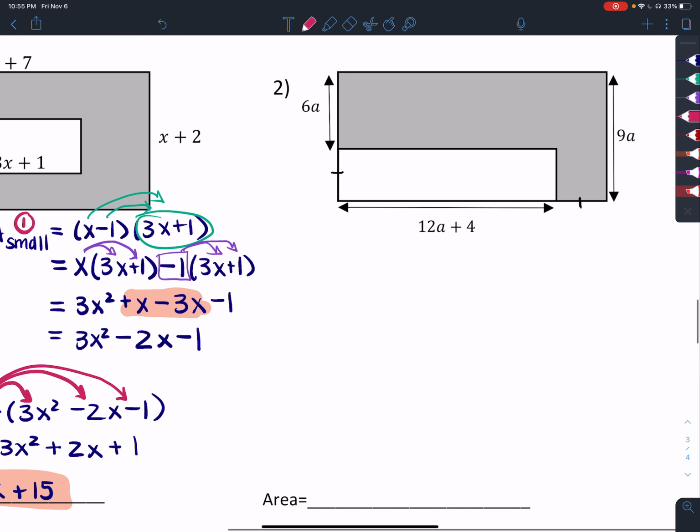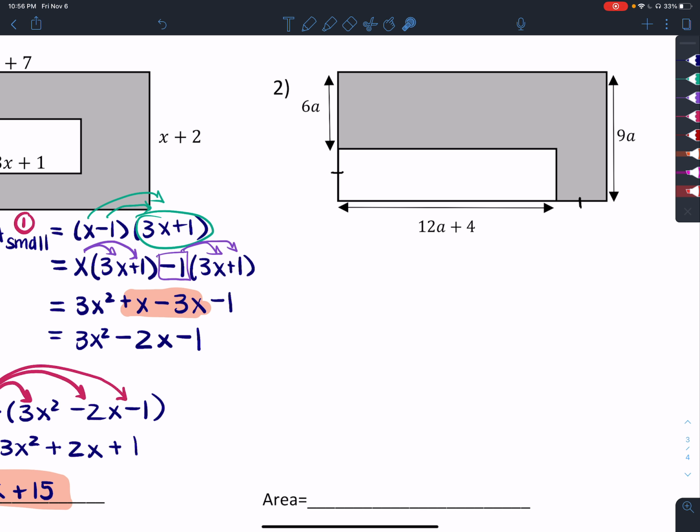So question 2, again, we're looking for that shaded area. And this is the same type of thing where you have the big rectangle minus the little rectangle. Except in this case, for our big rectangle, we don't have our length here. Our length is missing. So we need to do a little bit of work to find that. We know that it's going to need to be this 12a plus 4 added to this little space here.